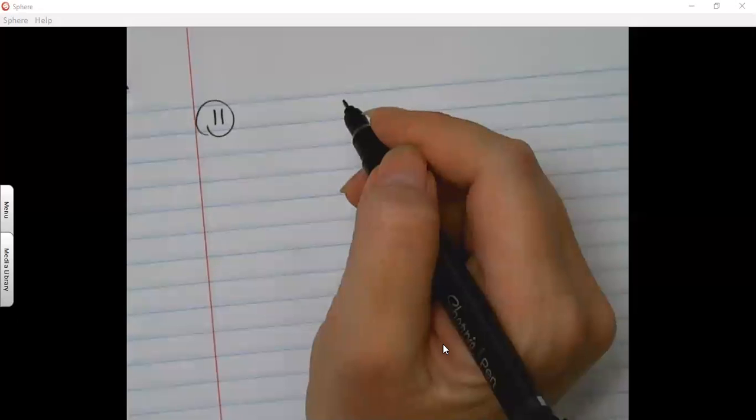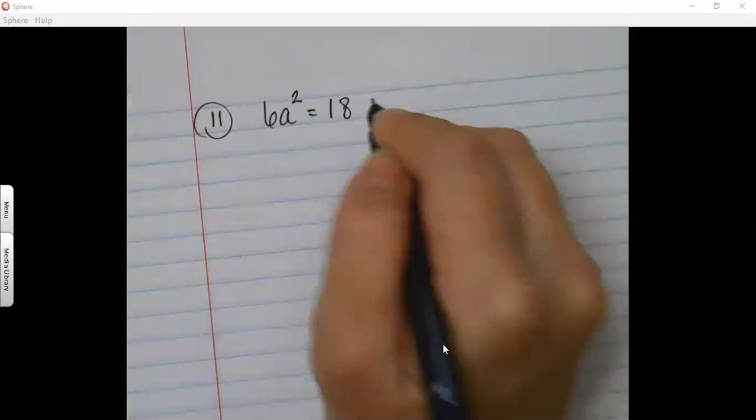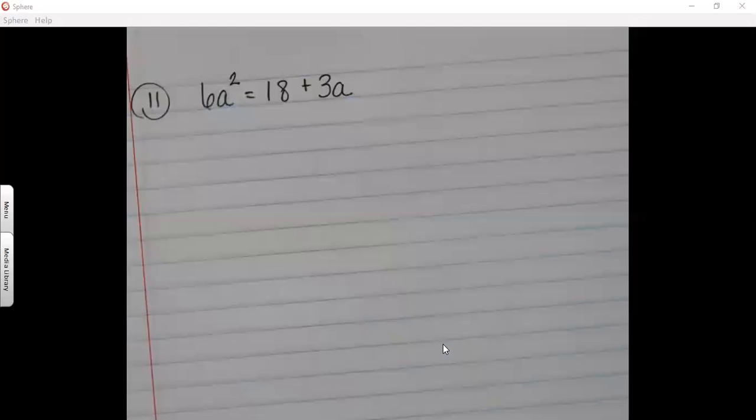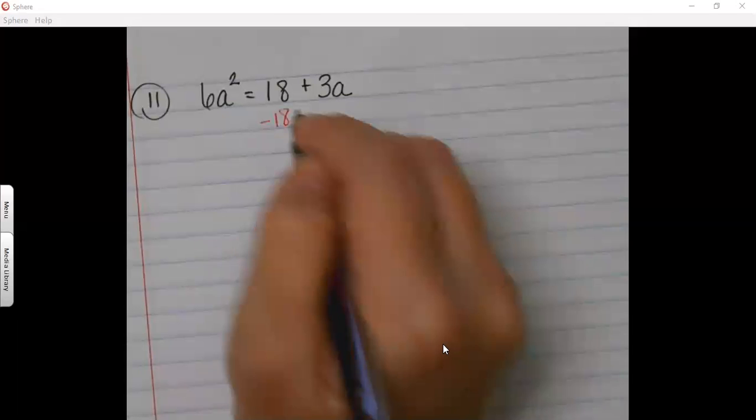It doesn't mean anything. 6a squared equals 18 plus 3a. Now, we did this in our notes. And I know it's easier to just subtract 6a squared from both sides, but you don't want your leading coefficient to be negative. You want it to stay positive. So even though it's an extra step, we're going to move the 18 and the 3a over to the left. If I want to move plus 18 to the left side, I have to subtract 18. I can't just put an 18 on the left.